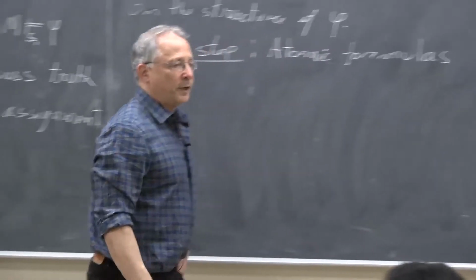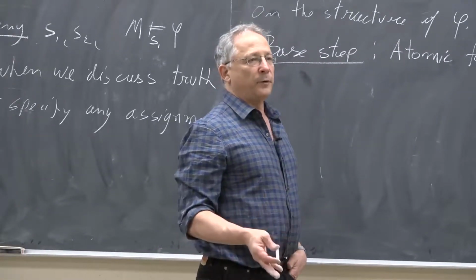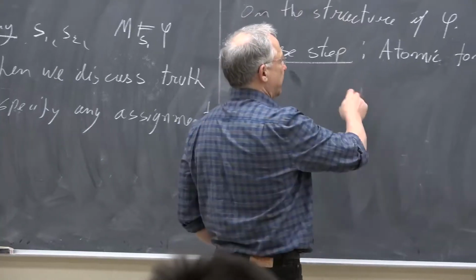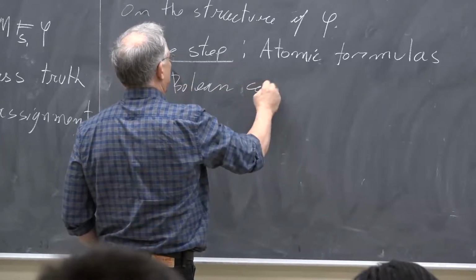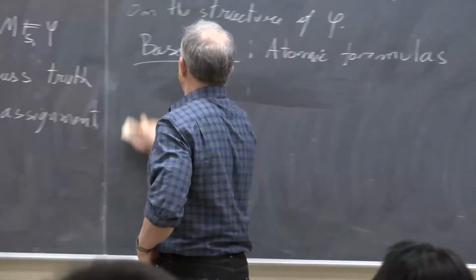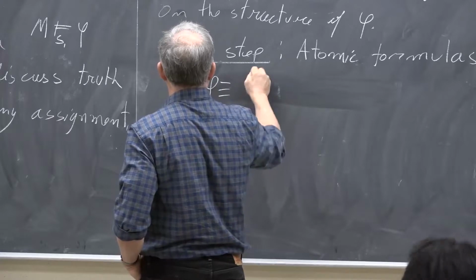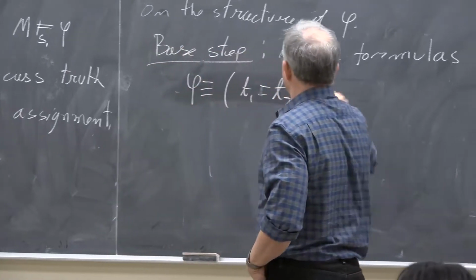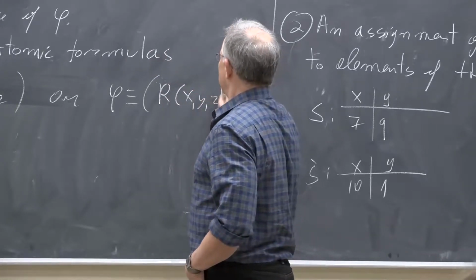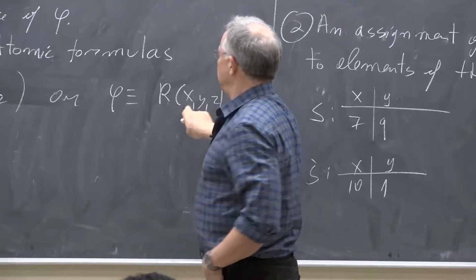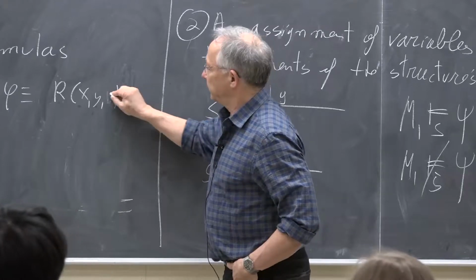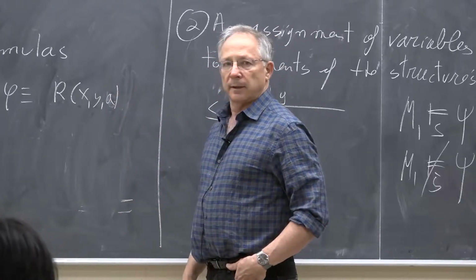So let us recall what an atomic formula is. Atomic formulas are not Boolean combinations. Atomic formulas are just formulas of the type phi is either some T1 equals T2, or phi equals some R of X, Y, Z, depending on how many places are in the relation R. So atomic formulas are just applying a relation to variables and maybe constants. So let's put A here of this form. These are the atomic formulas.